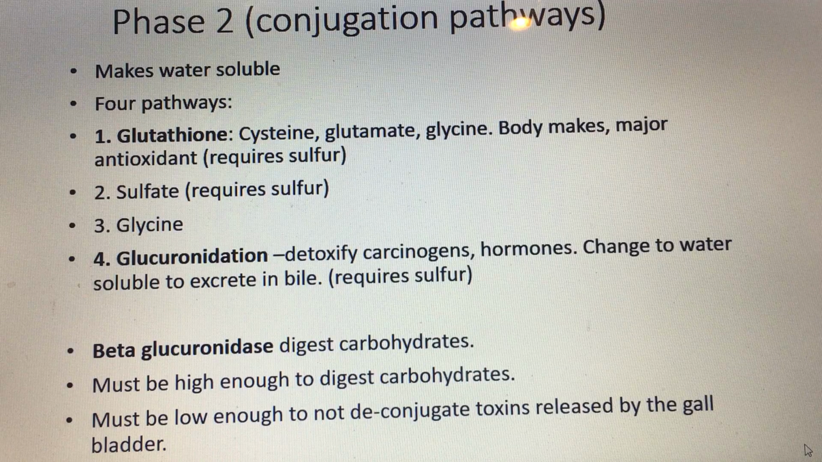So we want to make sure that you have beta-glucuronidase. That's very important, but not too high, or that's a problem. And that's something that we can measure in tests to see exactly what your level of beta-glucuronidase is.